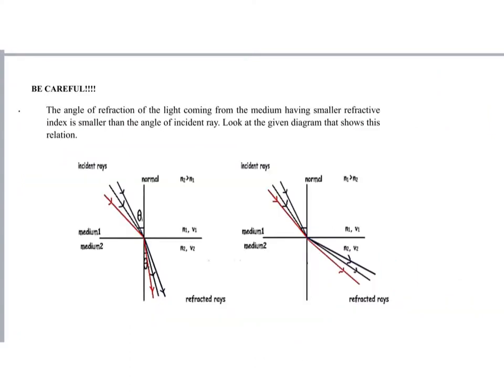The angle of refraction of the light coming from the medium having smaller refractive index is smaller than the angle of incident ray. So in the first diagram, the light is coming from a less dense medium to a more dense medium, so the angle of incidence is more than the angle of refraction. In the second one, the light is coming from a more dense medium to a less dense medium, so it refracts away from the normal, so the angle of incidence is less than the angle of refraction.